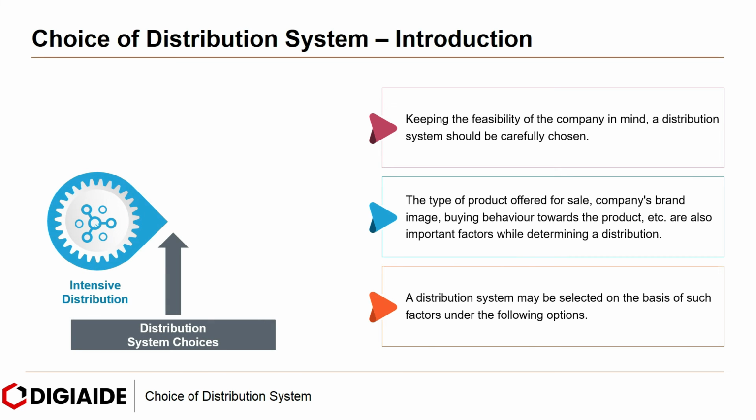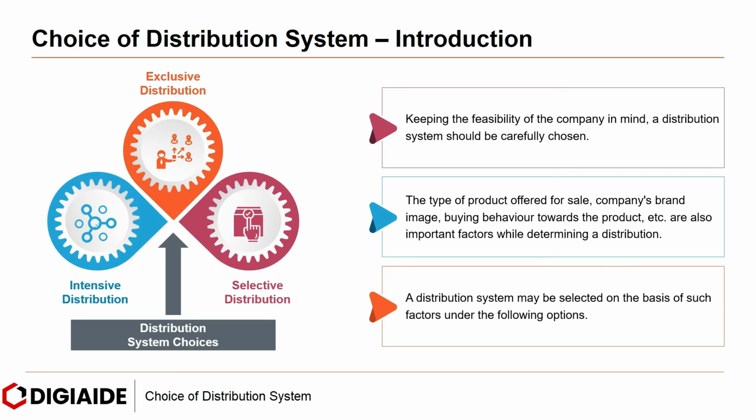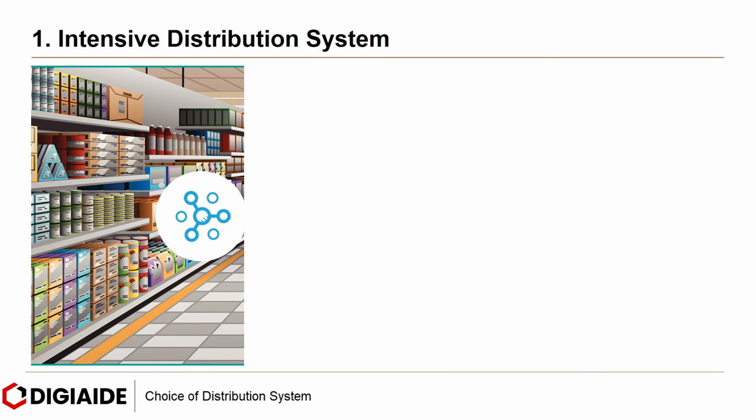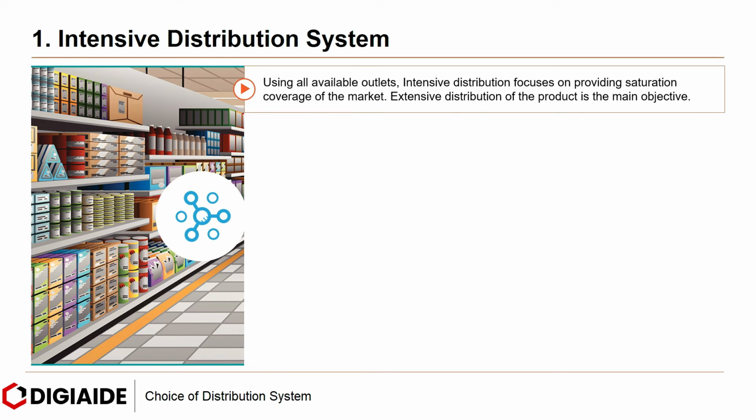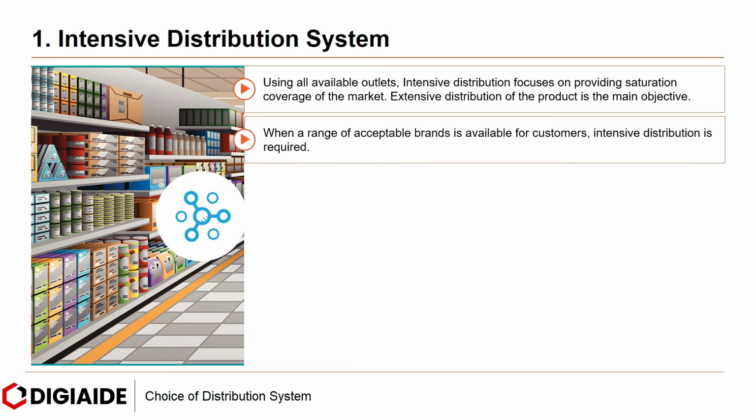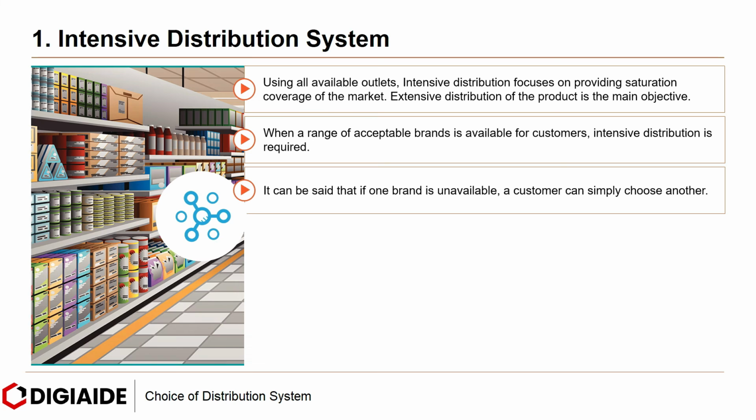And the options are: first, intensive distribution; second, selective distribution; and third, exclusive distribution. Let's look at each one of them briefly, with the first one being intensive distribution system. Using all available outlets, intensive distribution focuses on providing saturation coverage of the market. Extensive distribution of the product is the main objective. When a range of acceptable brands is available for customers, intensive distribution is required. It can be said that if one brand is unavailable, a customer may simply choose another.